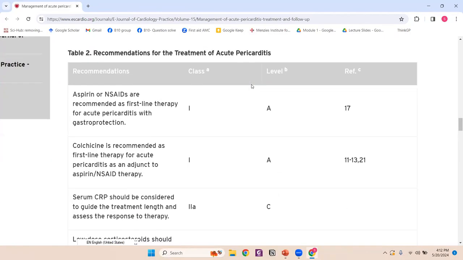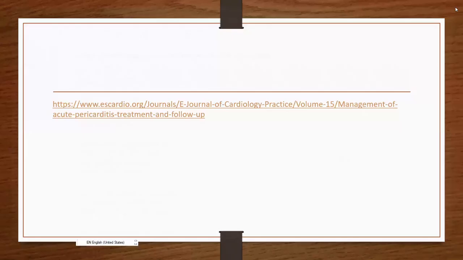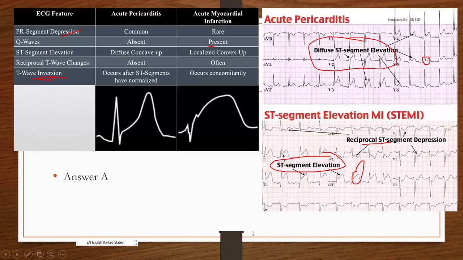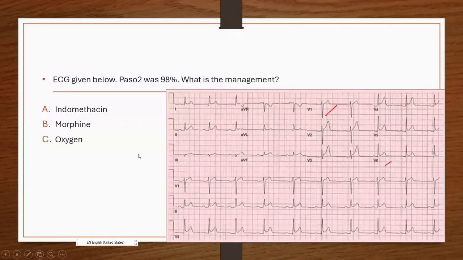So in summary, when you take pericarditis management, NSAIDs are the cornerstone. If there's not much response, you go for colchicine and steroids as later options. Even out of the NSAIDs, ibuprofen is a safer choice. Okay, keeping all of that in our mind, let's go through the answers that we have.